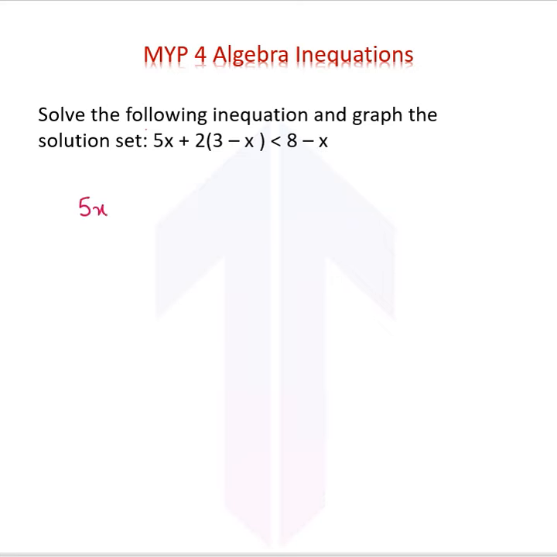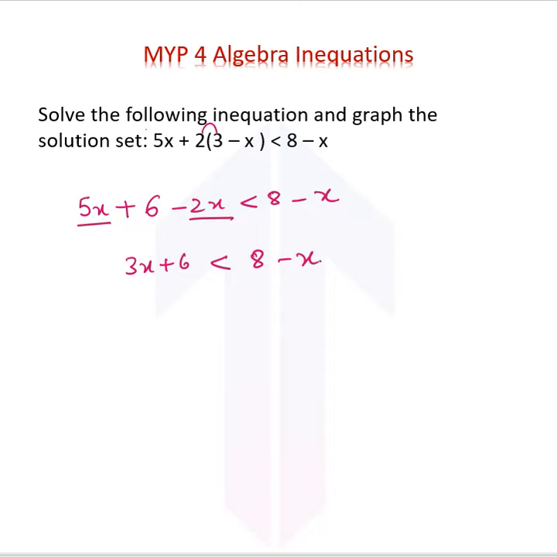First step would be open the bracket on the left side. So we get 5x plus 2 times 3 is 6. 2 times minus x is minus 2x, is less than 8 minus x. So we have 5x minus 2x gives us 3x plus 6 is less than 8 minus x.